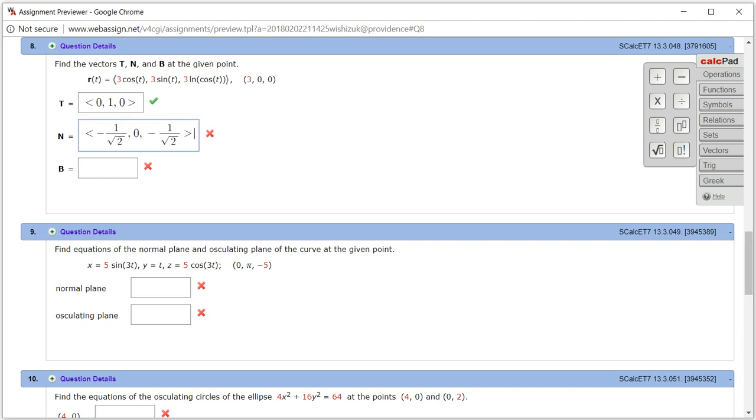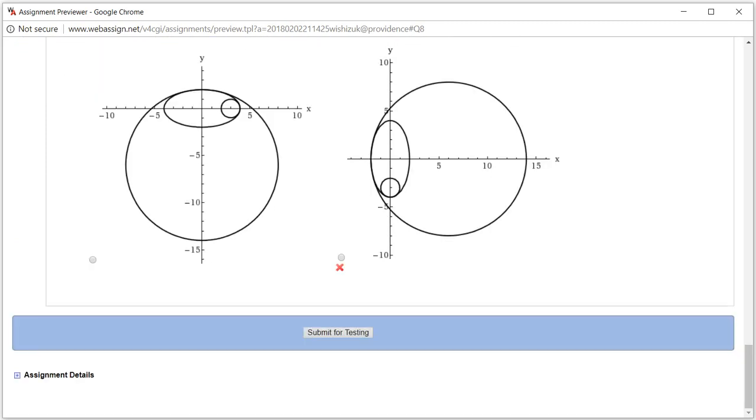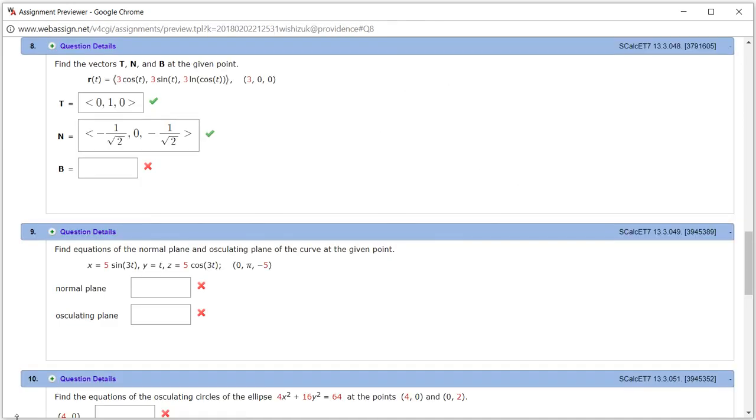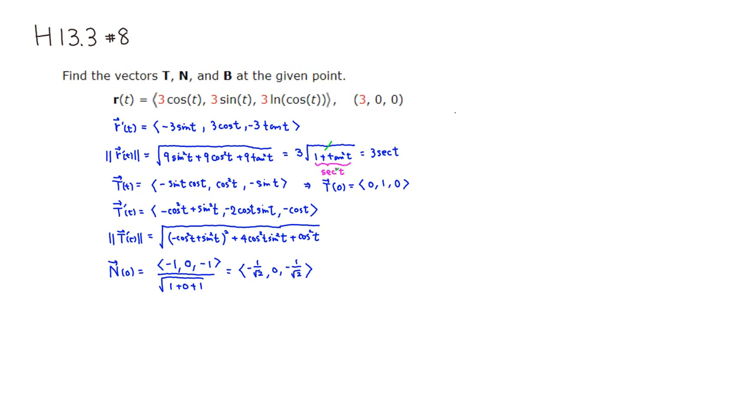Let's go ahead and check the answer. I came back and we got the normal vector correctly. So in order to find the binormal vector, all you have to do is the cross product. We're looking at t equals 0, so we just have to do the cross product.